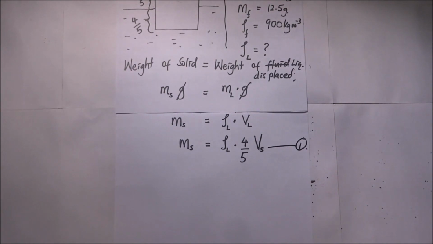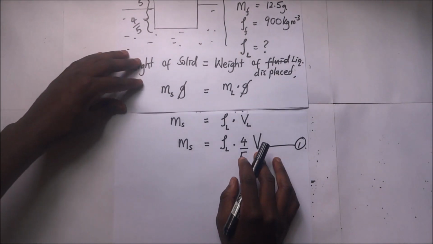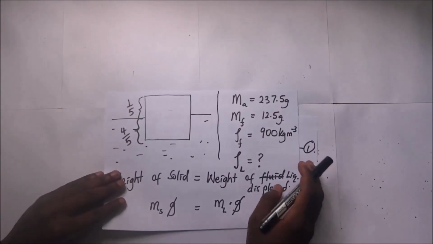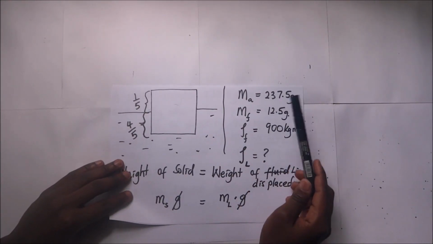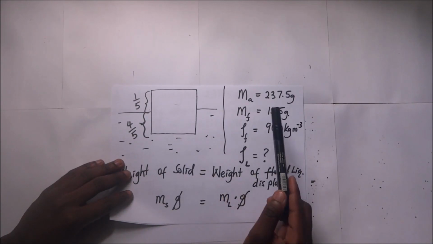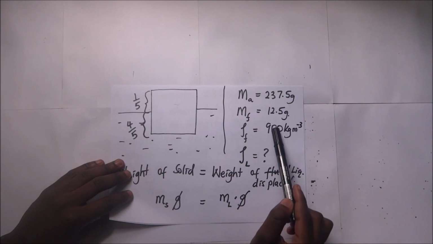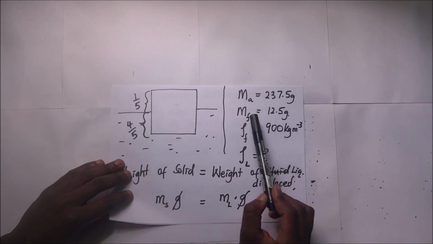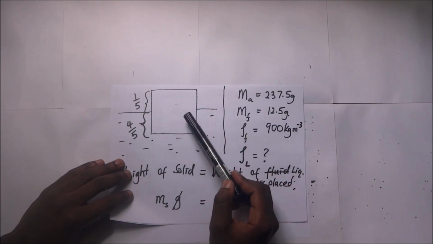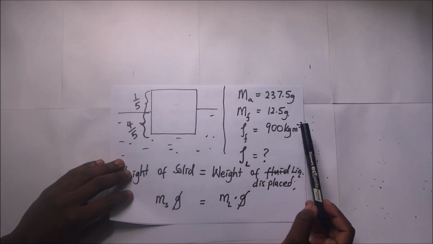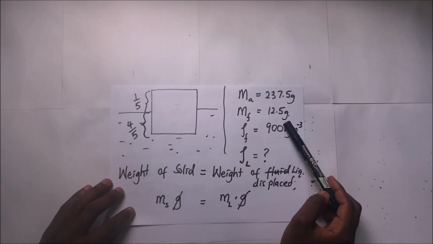But how do we find the volume of the solid? We need to look at the information that has been given. From the information in the question, when this solid is submerged in a fluid of density 900 kilograms per meter cubed, its mass is going to be 12.5 grams, and when the solid is in air, this is its mass. So given this information, this can help us to find the volume of the solid.